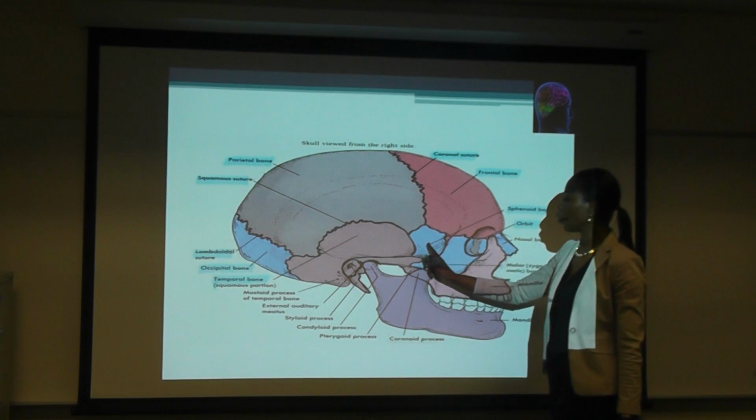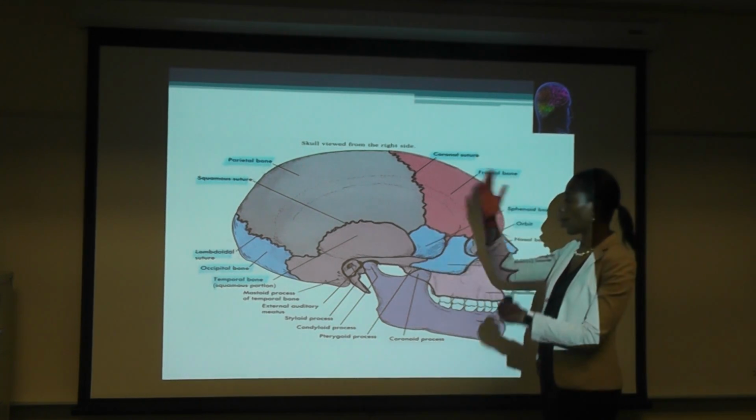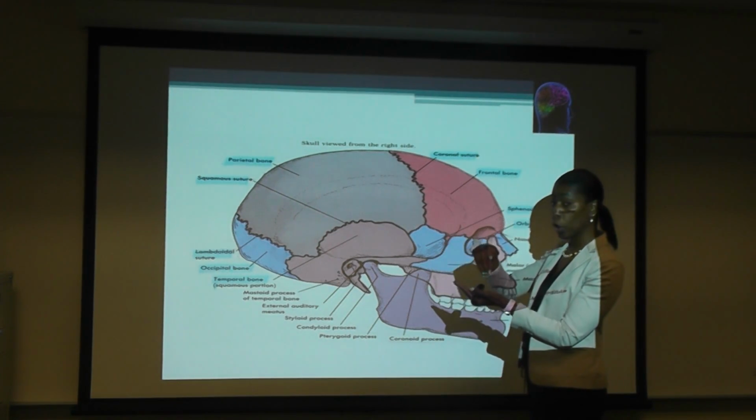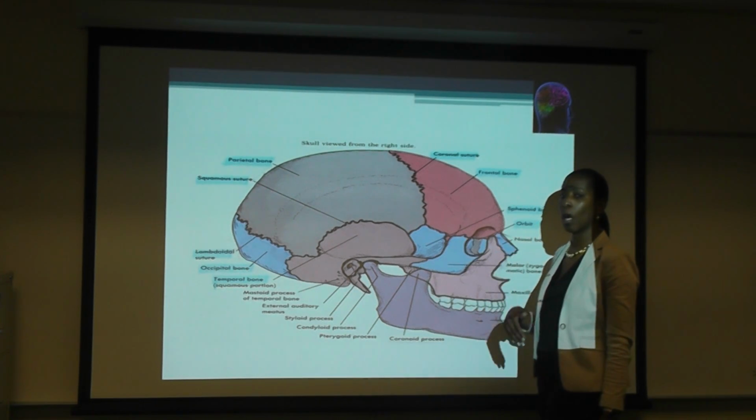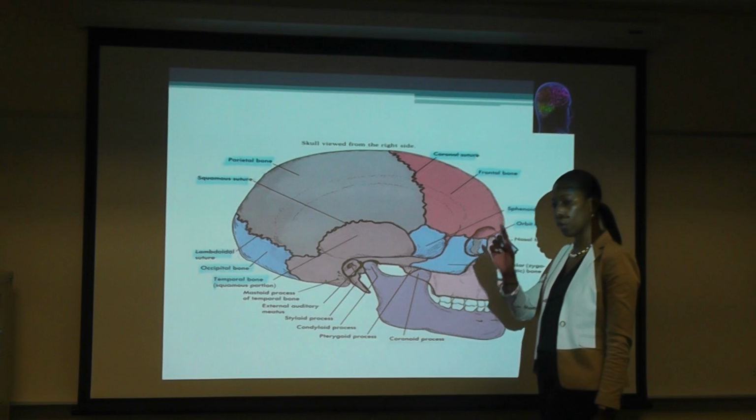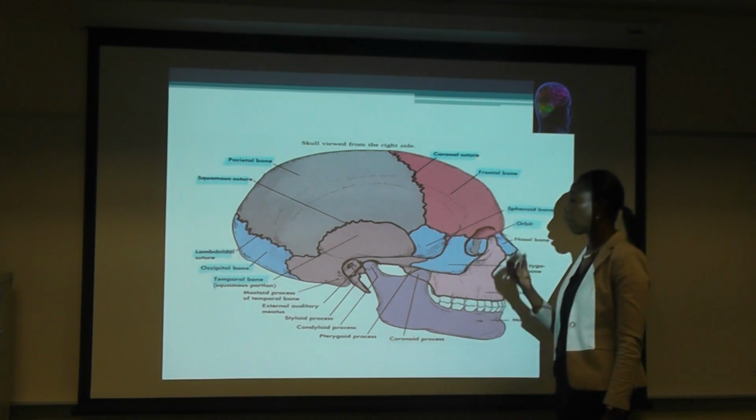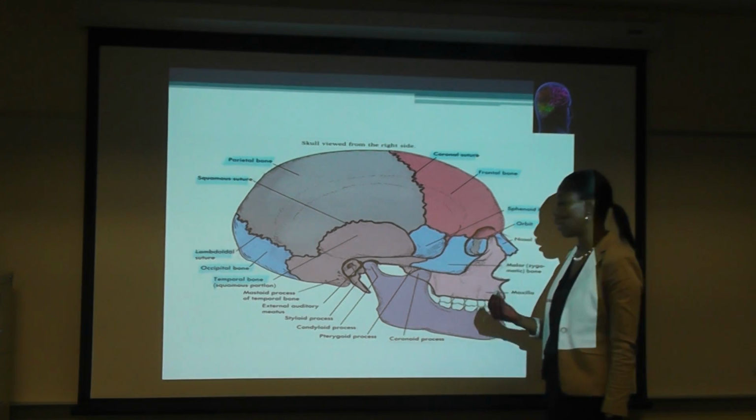Okay? We have the sphenoid bone. The sphenoid bone, if you turn the brain over and look down into it, almost looks like a bat wing. And that's where the pituitary gland sits. There's the sella turcica under there, and the pituitary gland sits there. Okay?